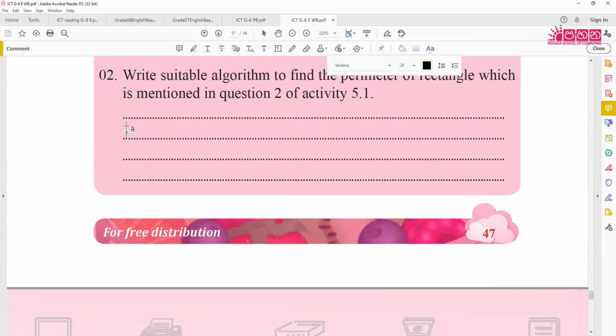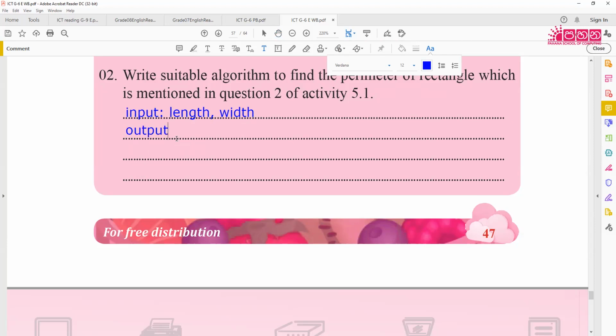So what is the input? Can you tell me the input? Get the length and the width of the rectangle. Yes, you need to get the length and the width. Length and width, yes.